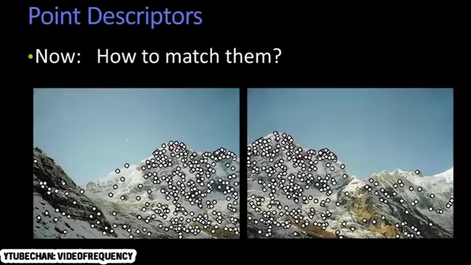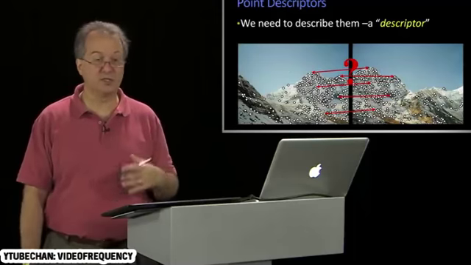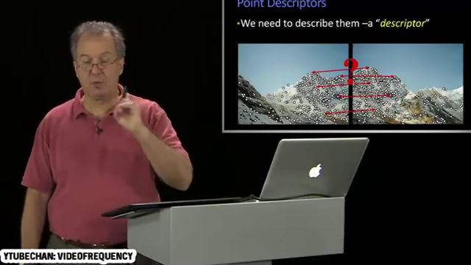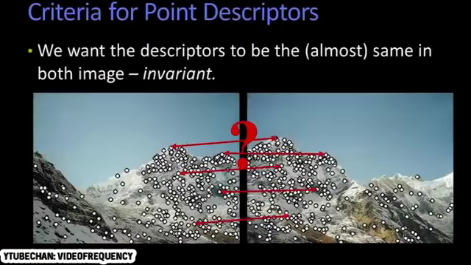But now the question is, given that we found points in two images, image 1, image 2, image A, image B, pick your favorite, how do we match them? How do we determine which points in the left image are the same as points in the right, or multiple images? So to do this, we need what's referred to as a descriptor. A descriptor is a description of the neighborhood where the interest point is, and that's going to allow us to match.